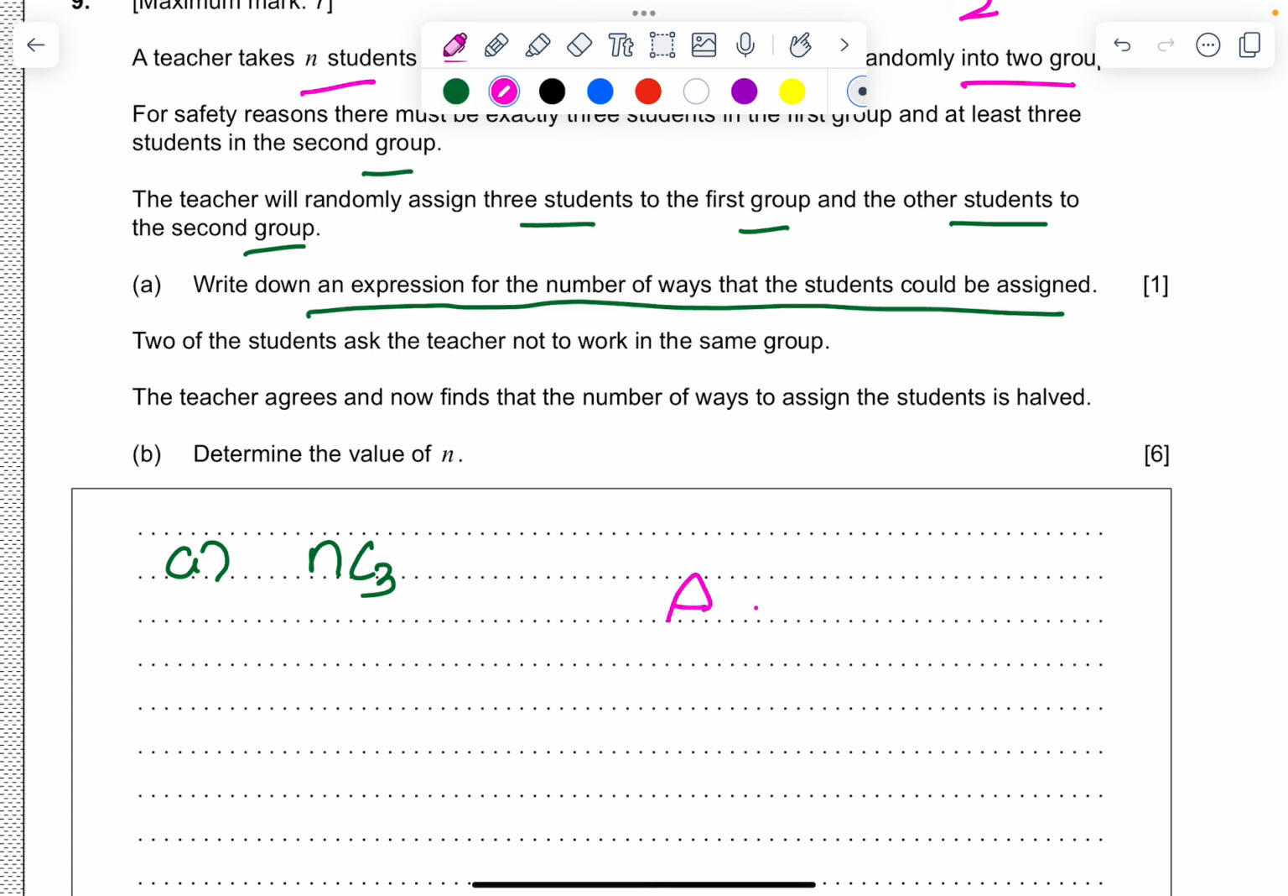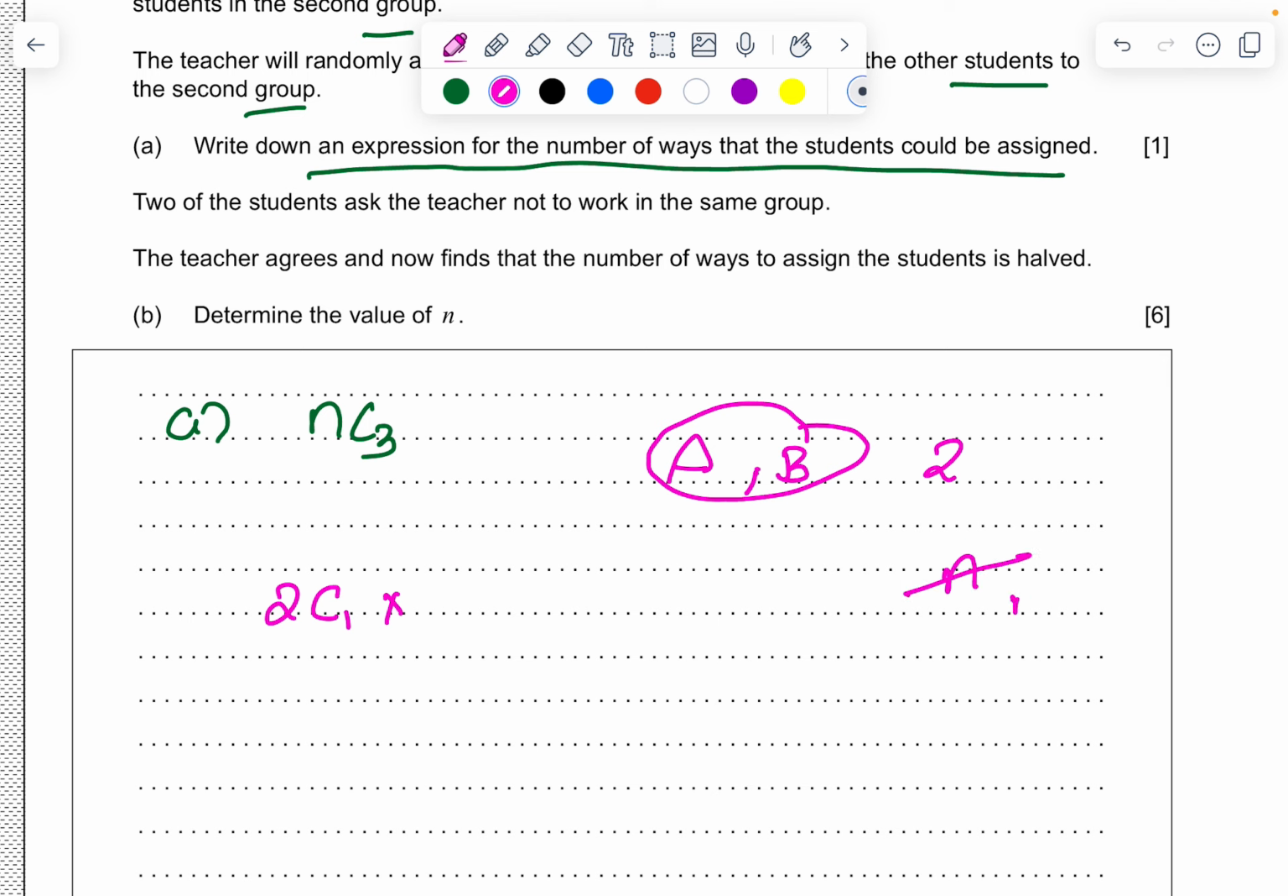So now I have these 2 students. They have to go into one of the groups, 2C1. Then out of n students, 2 students have gone. The remaining will be n minus 2, because the 2 are already kept aside.